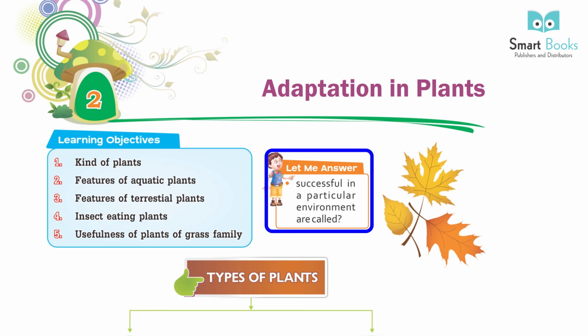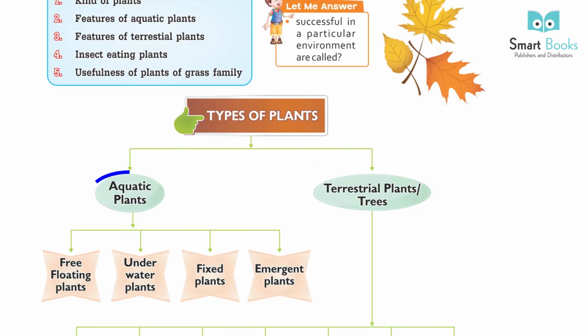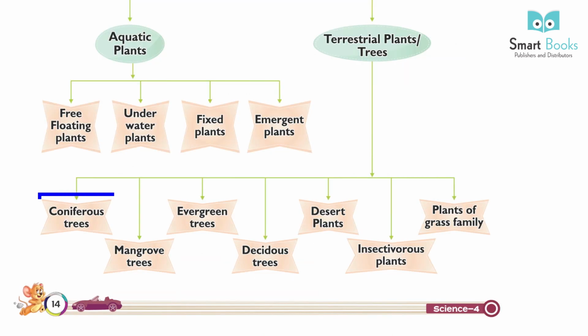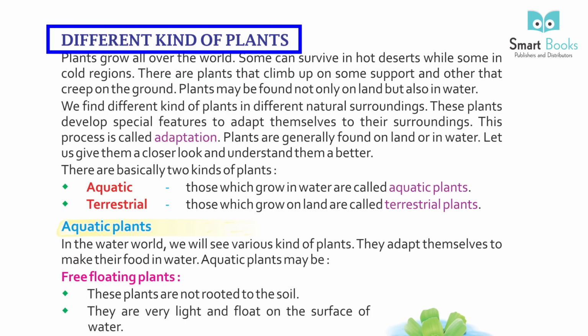Let me answer. Plants successful in a particular environment are called types of plants: aquatic plants, terrestrial plants, trees, free-floating plants, underwater plants, fixed plants, emergent plants, coniferous trees, mangrove trees, evergreen trees, deciduous trees, desert plants, and insectivorous plants of the grass family. Different kinds of plants.